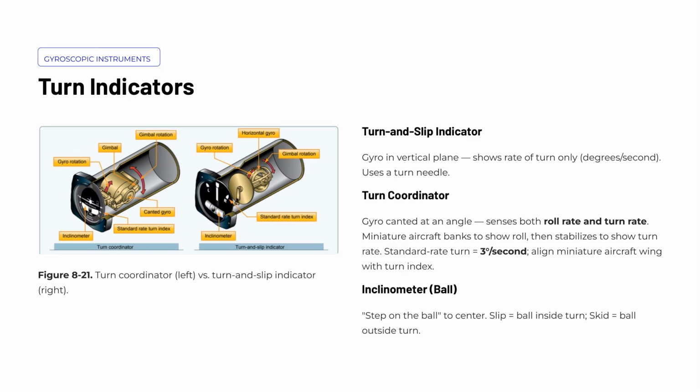Below the gyroscopic display sits the inclinometer, which is simply a ball in a curved fluid-filled tube. This tells you whether the turn is coordinated. If the ball falls inside the turn, you have a slip. Add rudder toward the ball to correct. If the ball falls outside the turn, you have a skid. Reduce rudder pressure. The phrase to remember is step on the ball, meaning apply rudder pressure in the direction the ball has moved to bring it back to center.